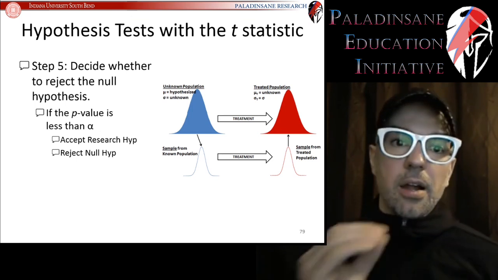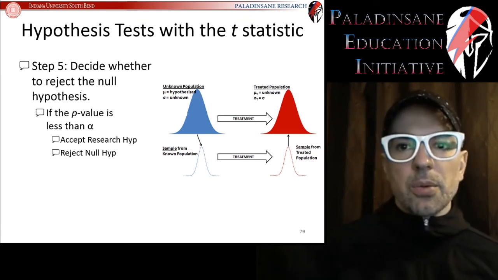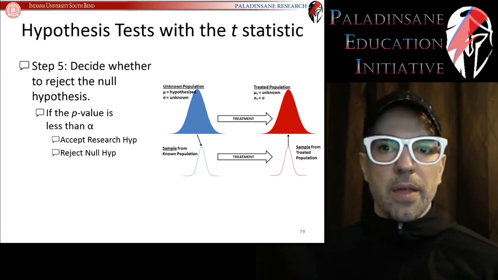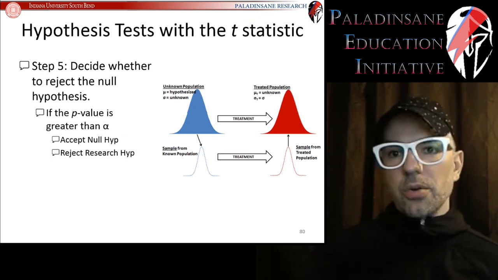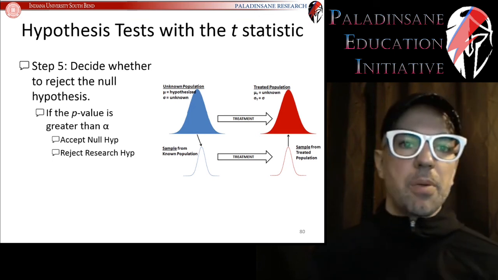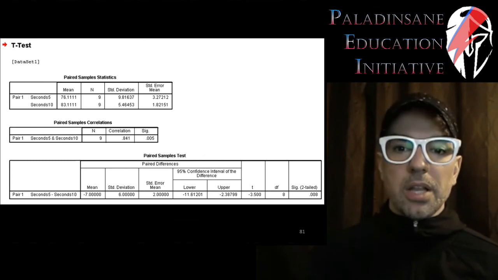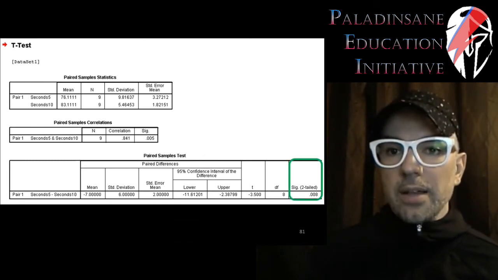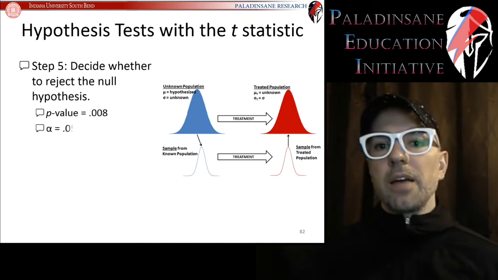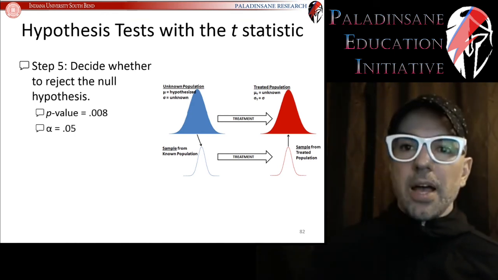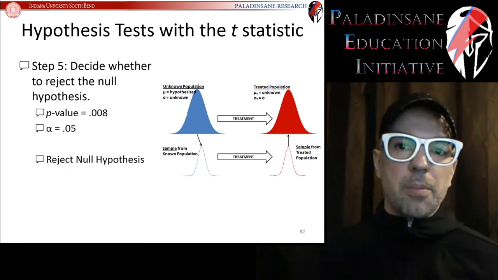So the rules again are, if the p-value, if your sample's probability is less than your alpha, accept the research hypothesis and reject the null hypothesis. If, on the other hand, the p-value, your sample's probability, is greater than your alpha level, accept the null hypothesis and reject the research hypothesis. So our p-value, our probability of our sample was 0.008. We have an alpha level of 0.05. Our p-value is less than our alpha value, so we reject our null hypothesis.